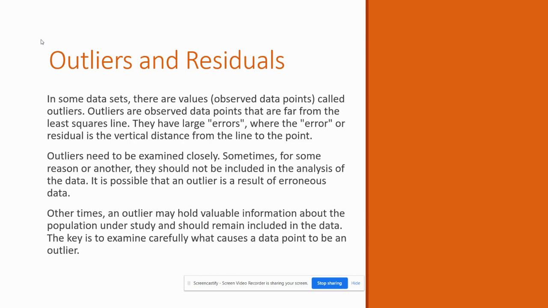So you'll see it in Minitab. They'll call them either residuals or leverage points. The leverage points means there's something about that value compared to the x-axis, whereas the outliers and the residuals have to do with the distance from the y-axis. So outliers, you've got to look at carefully.